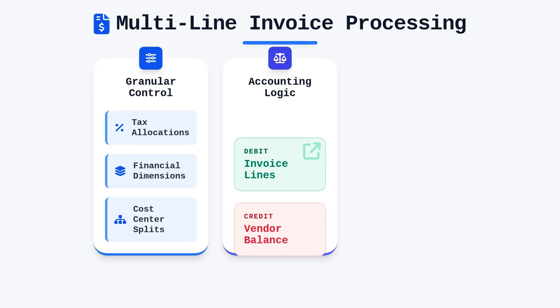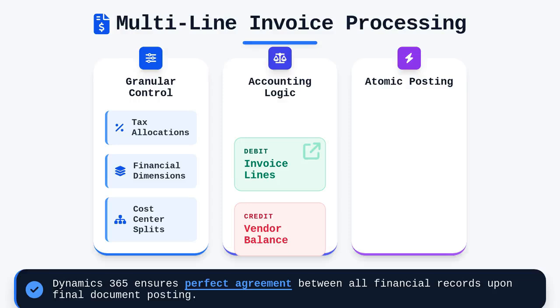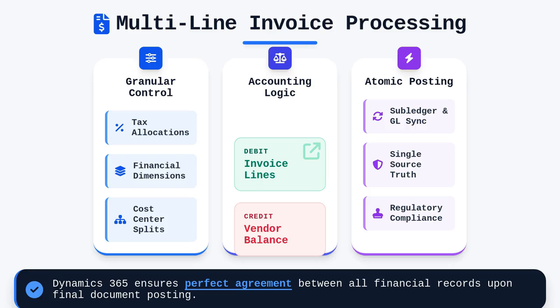This atomic nature of the posting process ensures that your subledger balances are always in perfect agreement with your general ledger, providing a single source of truth for the organization's financial position. Any associated tax allocations are simultaneously calculated and posted to the configured sales tax accounts, ensuring the transactional record is complete and compliant with regulatory reporting standards.